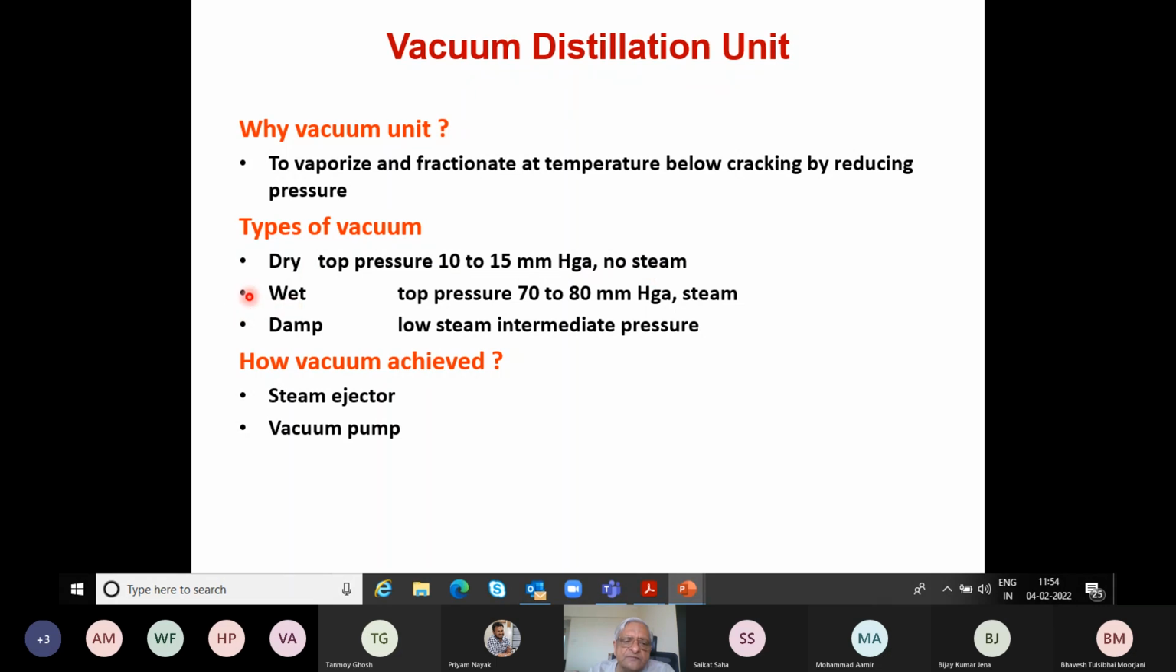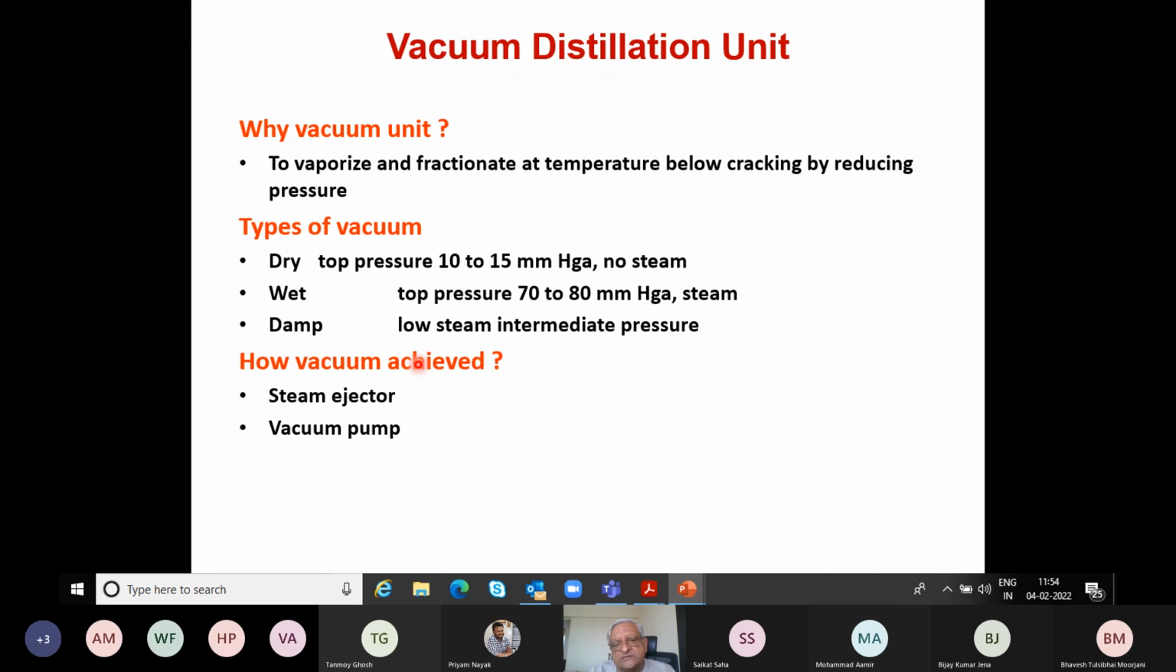On the other end of the scale, you have steam at the bottom, and because steam creates pressure in the column, these columns are operated at slightly higher pressure, 70 to 80 millimeter Hg absolute. And then somewhere in between is damp, where we don't put that much steam, low steam, and so the pressure of these columns is somewhere between 10 and 70.